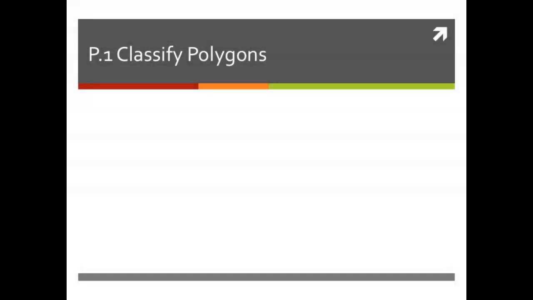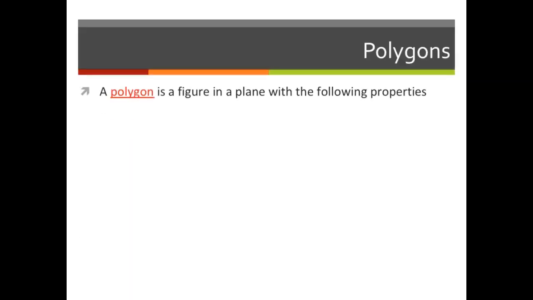We're starting a new unit on polygons, and today we're going to talk particularly about how we can classify different types of polygons. Let's start by talking about what a polygon is. A polygon is a figure in a plane with the following properties.